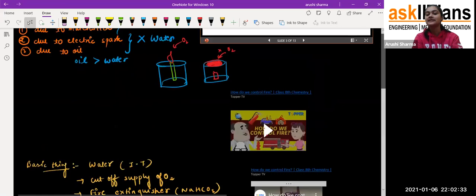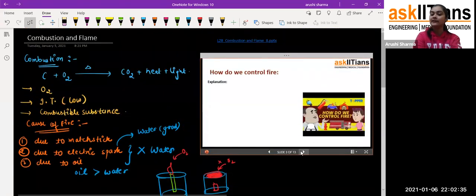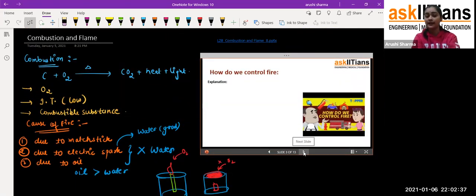So these are the basic things which we can apply in our daily life to control fire. And there can be many more methods you can apply, like putting up a blanket, or cutting off the supply of oxygen by using fire extinguishers. We have different types of fire extinguishers. One of those releases carbon dioxide, and it contains a solution of sodium bicarbonate and sulfuric acid. So this is how we control the fire.